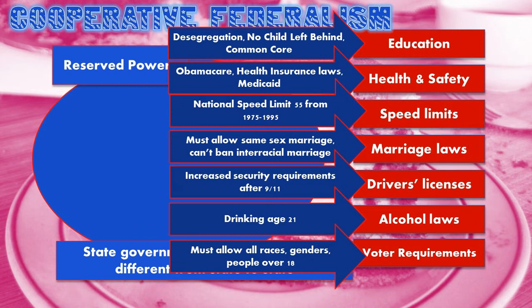States make their own marriage laws, but the national government has told them that they cannot ban interracial marriage. The national government has told them that they cannot ban same-sex marriage. So there's national restrictions there too.